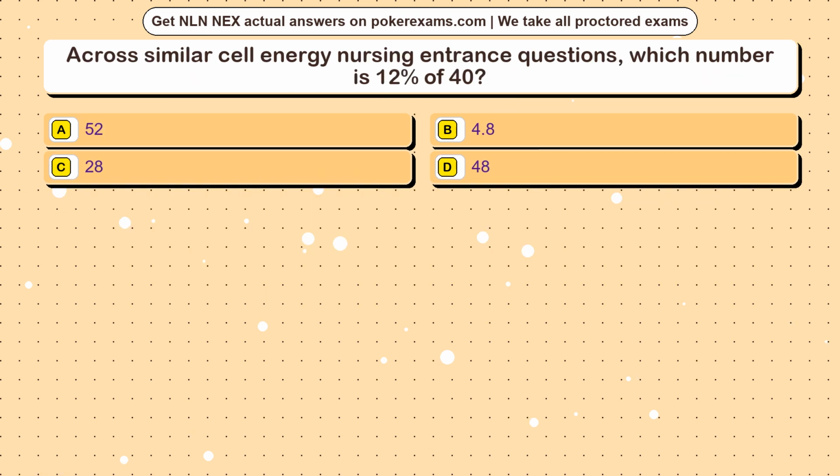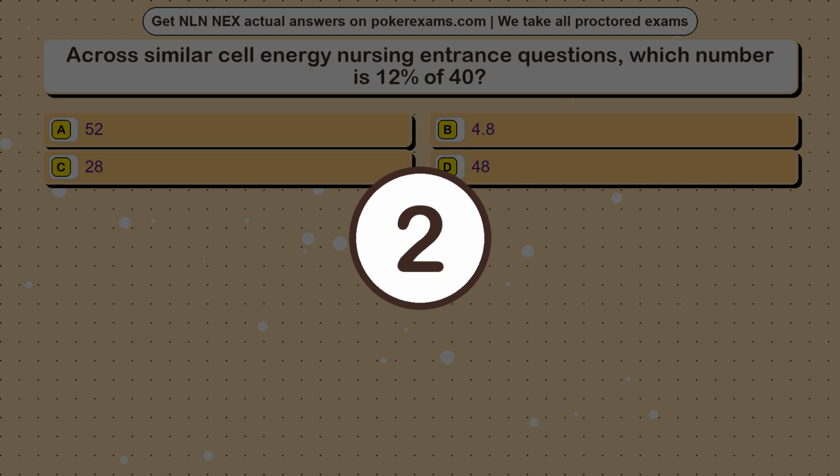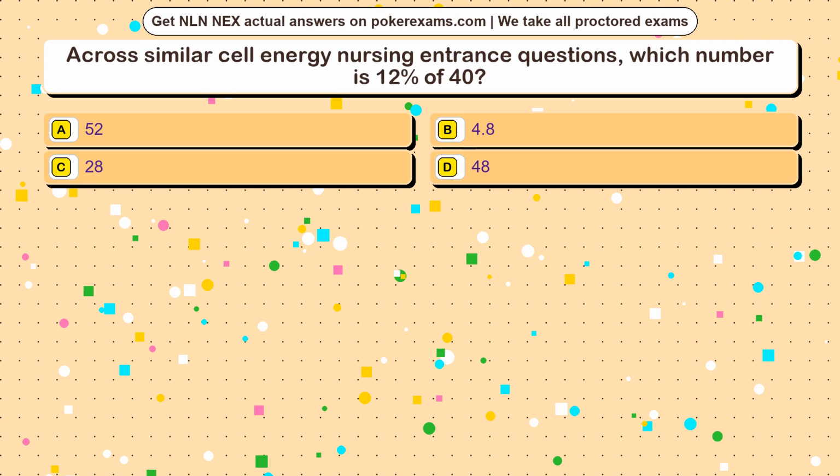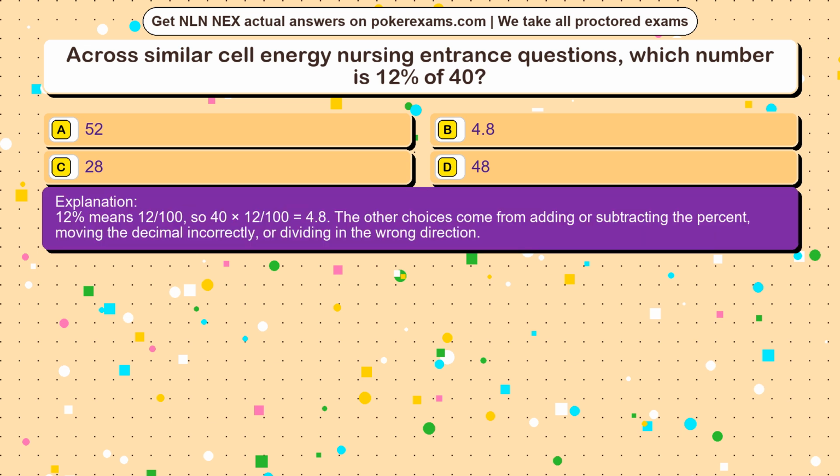Across similar cell energy nursing entrance questions, which number is 12% of 40? Option A, 52. Option B, 4.8. Option C, 28. Option D, 48. The correct answer is option. 12% means 12/100, so 40 times 12/100 equals 4.8. The other choices come from adding or subtracting the percent, moving the decimal incorrectly, or dividing in the wrong direction.